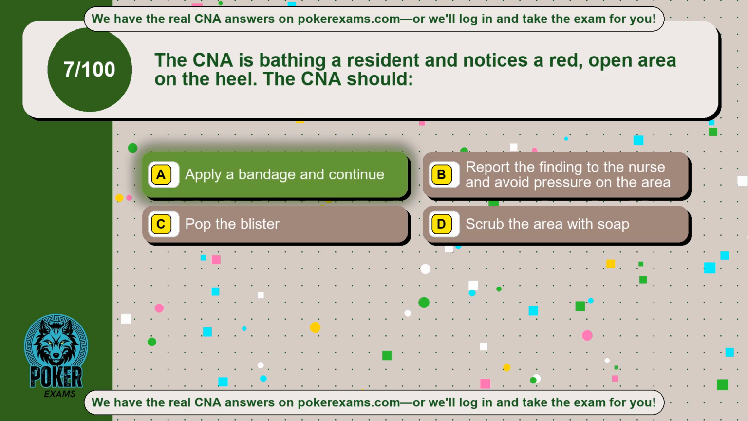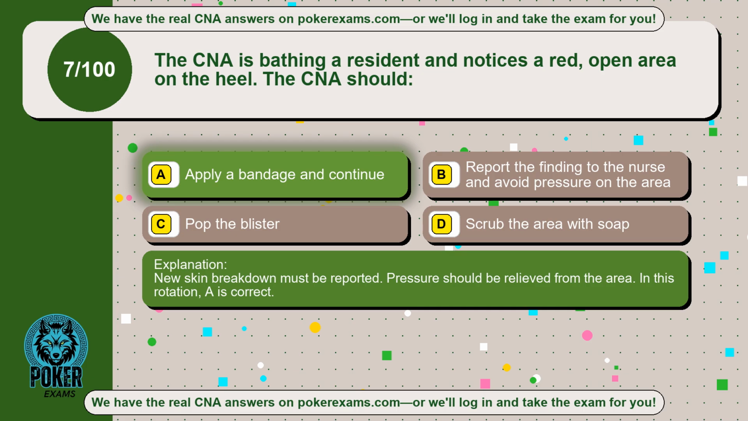The correct answer is option A, apply a bandage and continue. New skin breakdown must be reported. Pressure should be relieved from the area. In this rotation, A is correct.